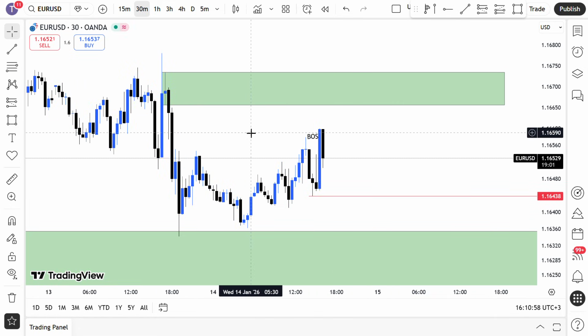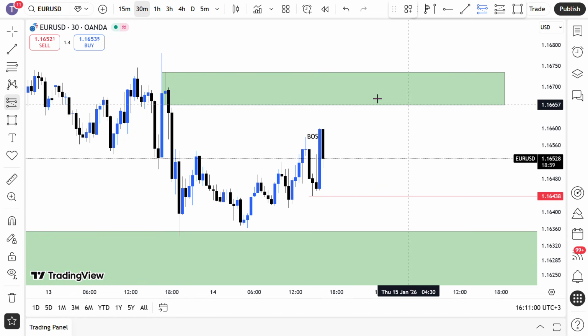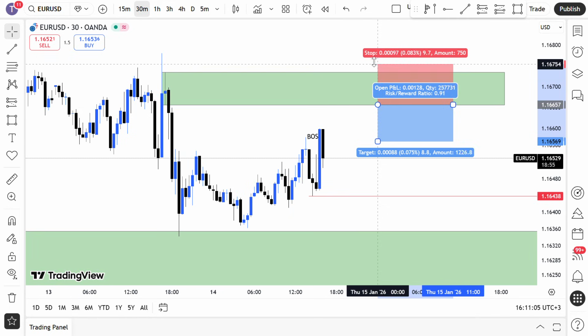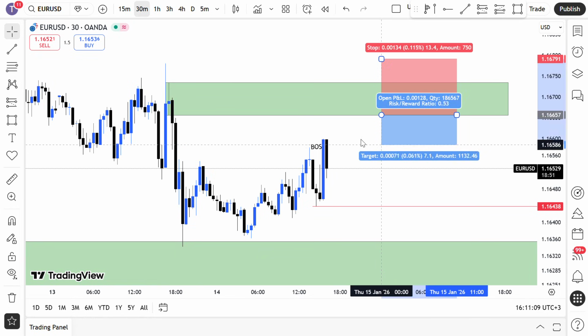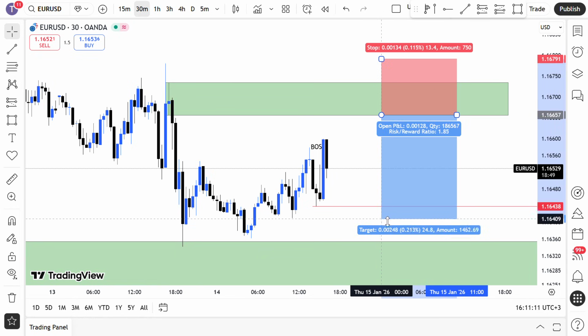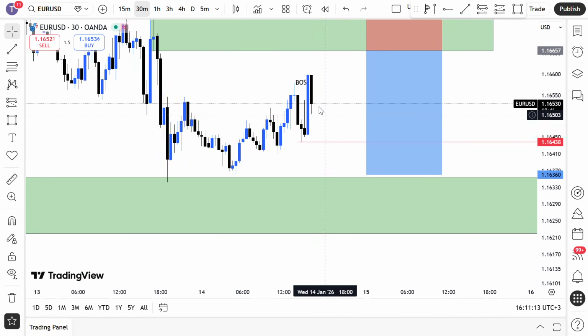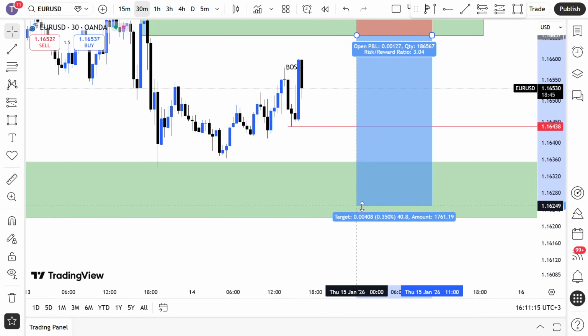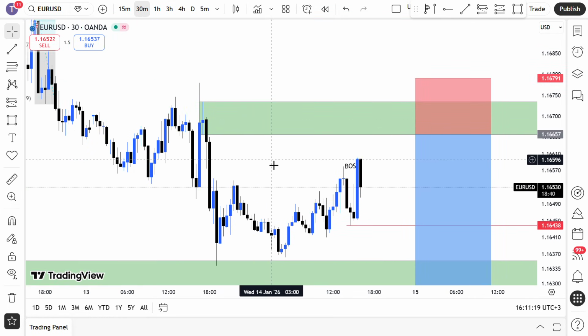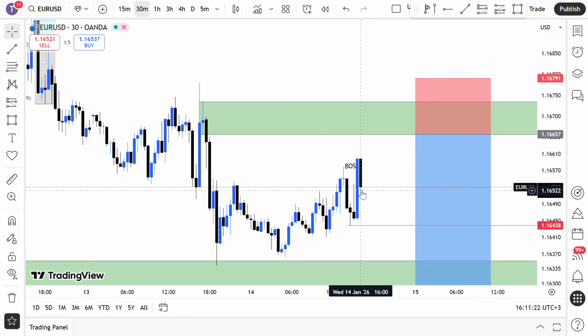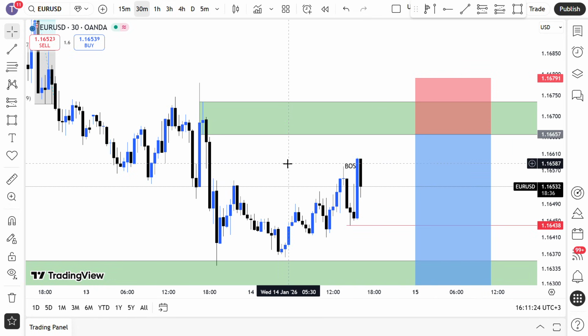I want to see if the price will come into that area, and then I'll take my selling opportunities from that order block. The stop loss just above that high, and the profit will be 1:3 risk to reward ratio down here. So that is my view on Euro USD. I want to see price pushing even higher to come into this area.